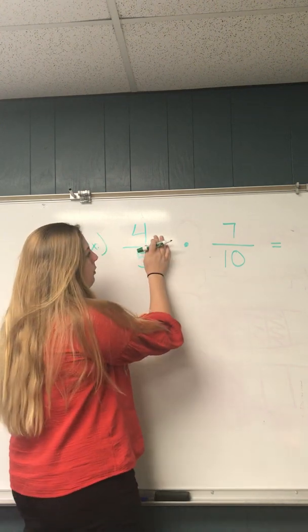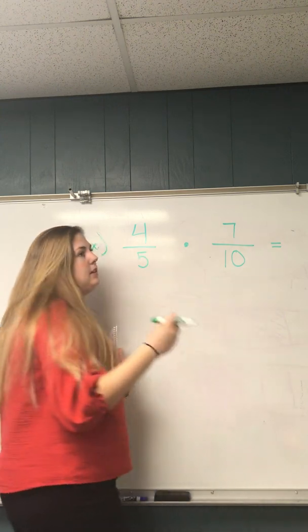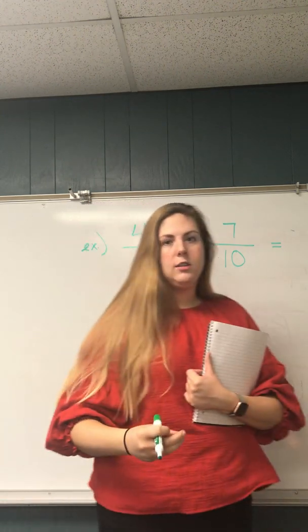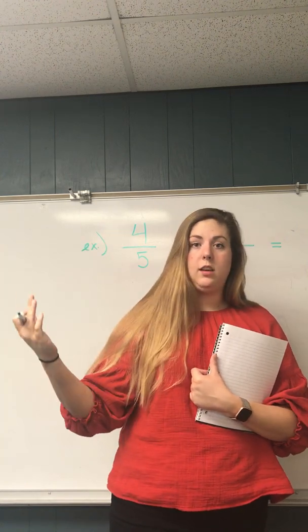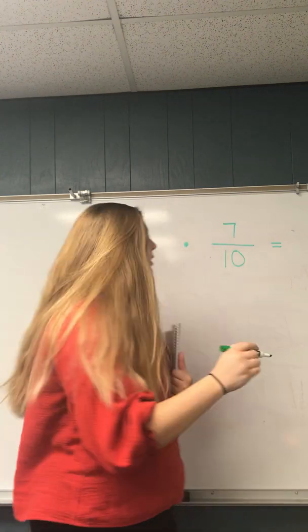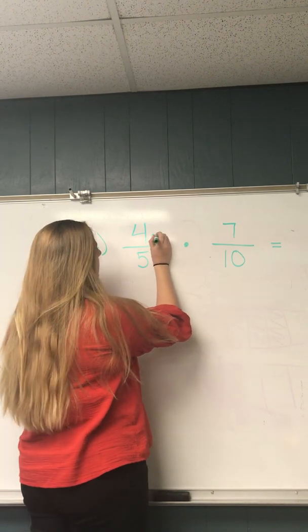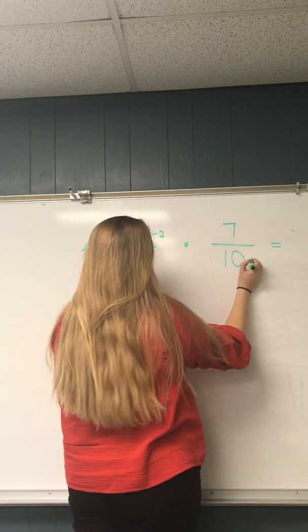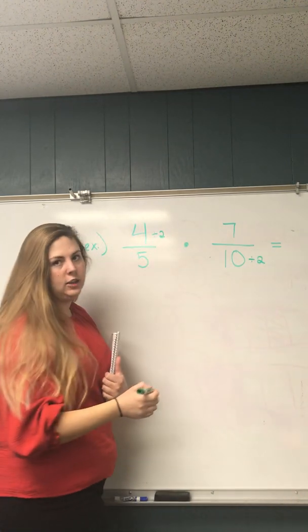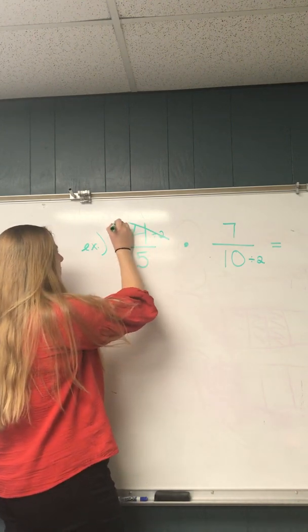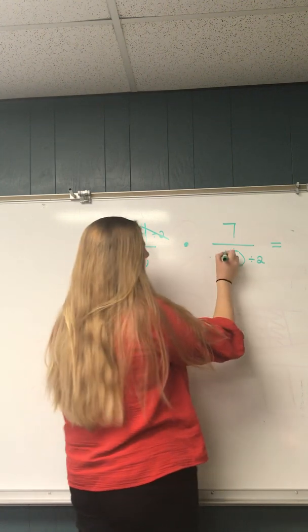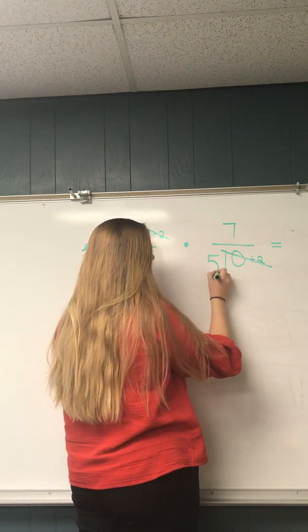Now we're checking for 4 and 10. Think of your different factors. Think of things that can go into both 4 and 10. Off the top of my mind, I think of the number 2. So we go ahead and we put a little divided by 2 right here. Solve the problem. 4 divided by 2 is 2. 10 divided by 2 is 5.